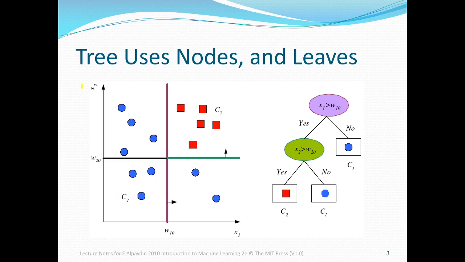A decision tree uses nodes and leaves. Leaf nodes are the nodes of the tree that have no additional nodes coming off them. They don't split the data any further. They simply give a classification for examples that end up in that node.